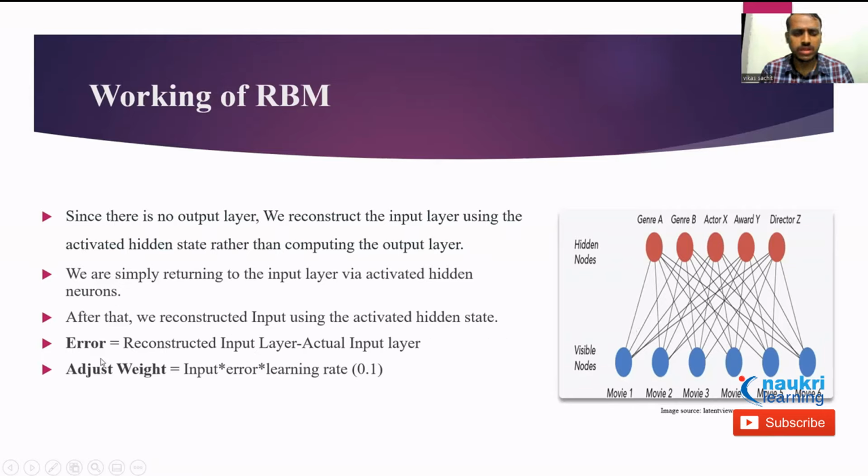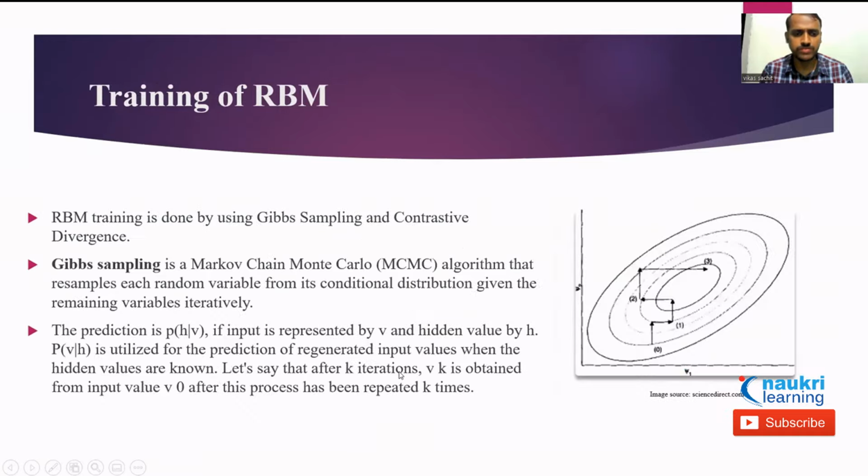Error may occur. Error can be measured as the reconstructed input layer minus the actual input layer. For example, if here is the output, we have to cross check whether this output is correct or not. If not, then if we take the difference between them, we can get the error. Thereafter we can adjust the weights, and then the training actually happens. The adjusted weight is input times error times learning rate, 0.1. The learning rate can vary, generally 0.1 or 0.001 can be considered.